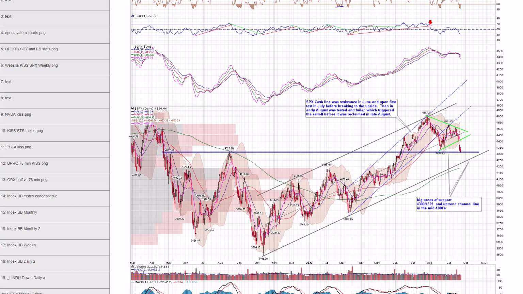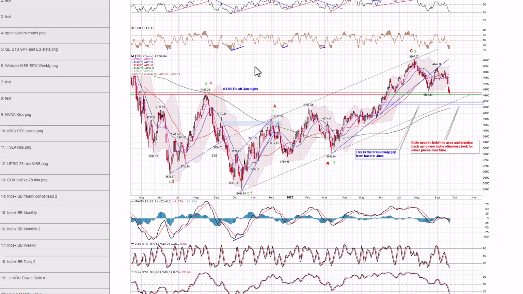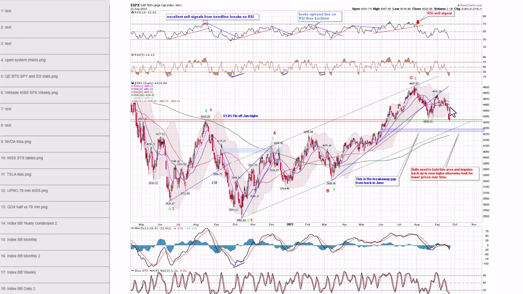Chart 27, another daily view, shows you the same stuff. Again, like here, bulls need to hold this area, like I said. Otherwise, look for lower prices, more bearish over time.